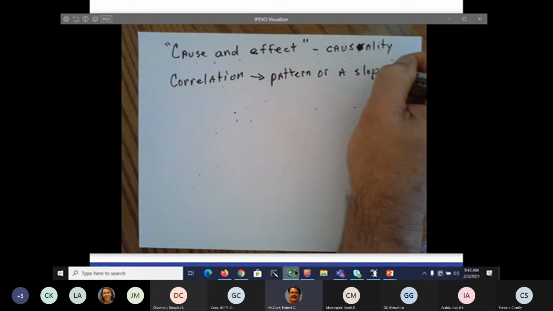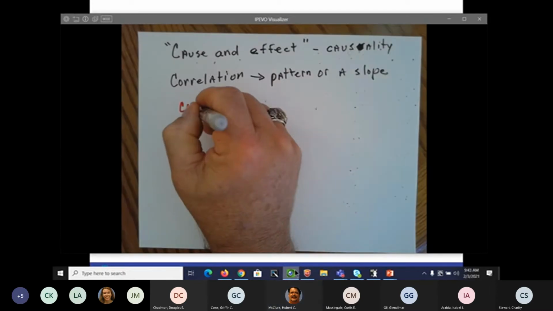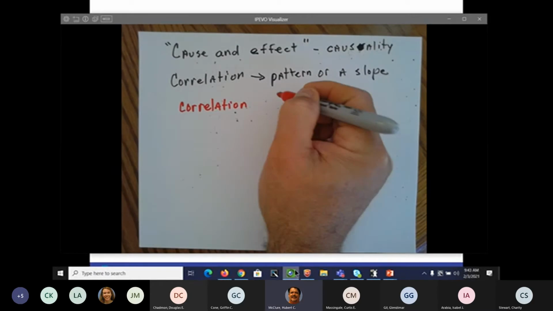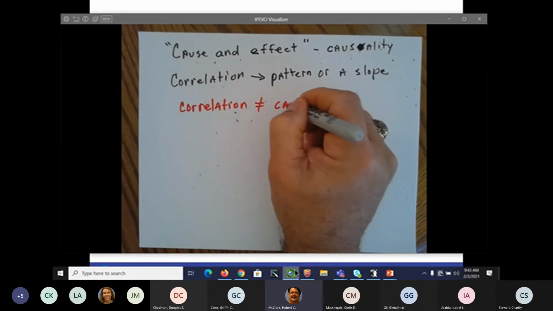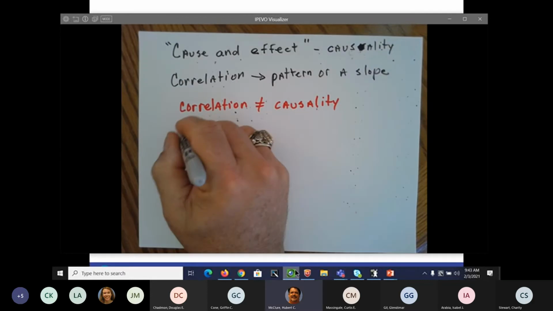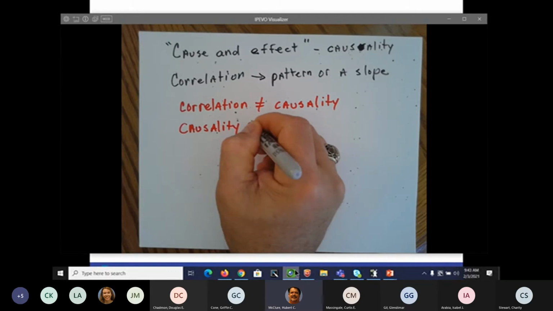Okay. Now I'm going to write down the most important thing that you can write down. And it's in red. Correlation does not equal causality. Causality equals correlation.